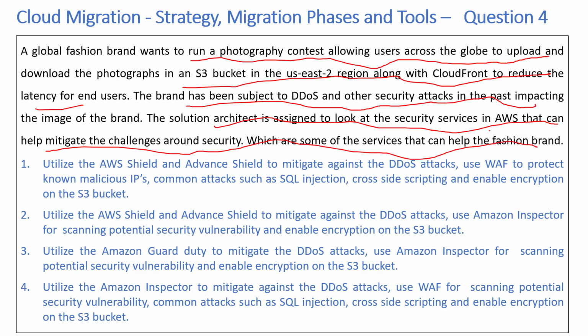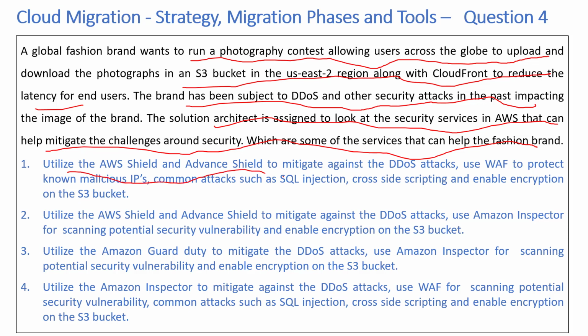Okay, so basically you can see that it is allowing users to upload and download photographs in an S3 bucket in the US East region, and then it uses CloudFront as well. So it has had DDoS attacks in the past, and it wants to mitigate and see what are the best solution architecture around security that can be used. Now let's take a look at the options we have.